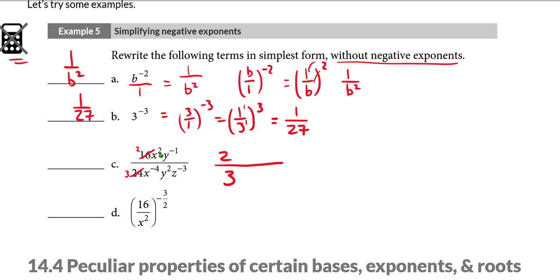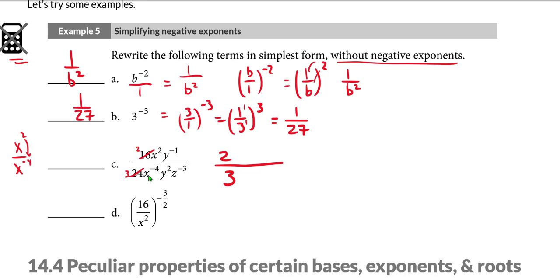X squared over x to the negative 4. Now do keep in mind, we actually don't even have to use what we just learned about negative exponents here. We could just subtract 2 minus negative 4 and get x to the 6th. That's just regular old division rules. You could do it that way, and that's why it's important to have as much knowledge of the different routes you can go on exponent questions, because if one way trips you up or you forget one way, you have another option.